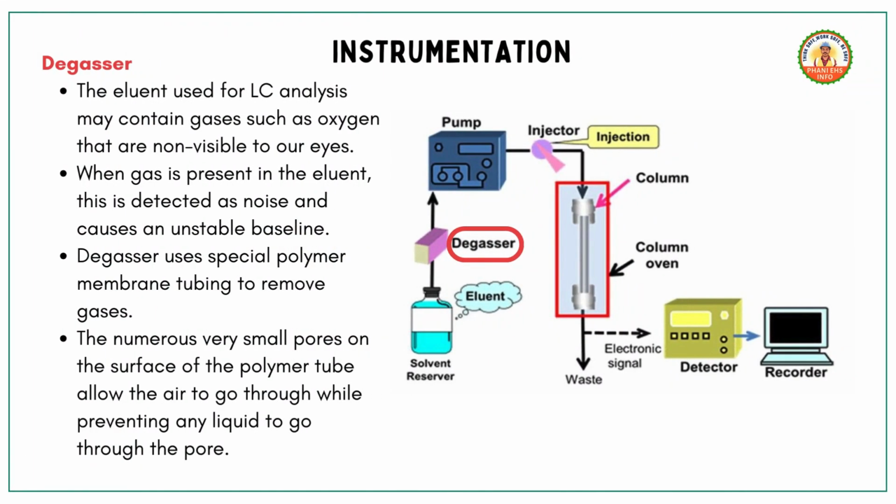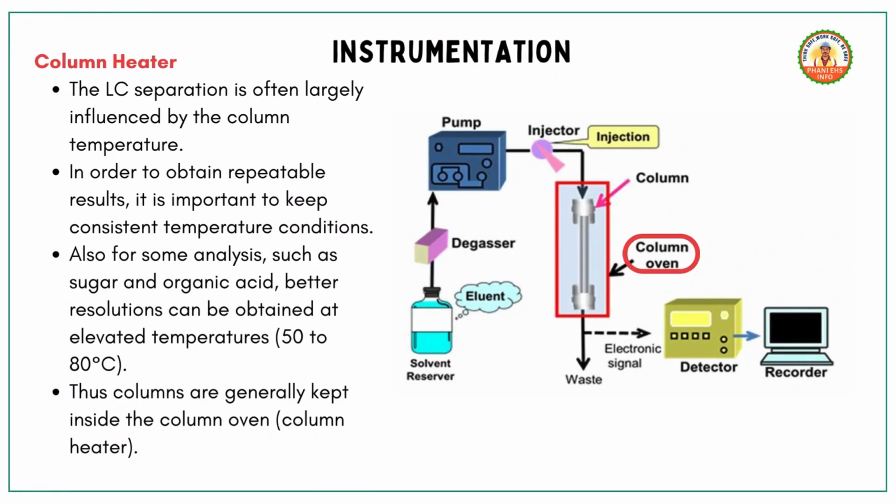Degasser: ensuring the purity of eluents, the degasser employs polymer membrane tubing to remove gases, preventing the formation of air bubbles that could disrupt the separation process. Column heater: vital for temperature-sensitive analysis, the column heater maintains consistent temperature conditions, enhancing reproducibility and resolution.